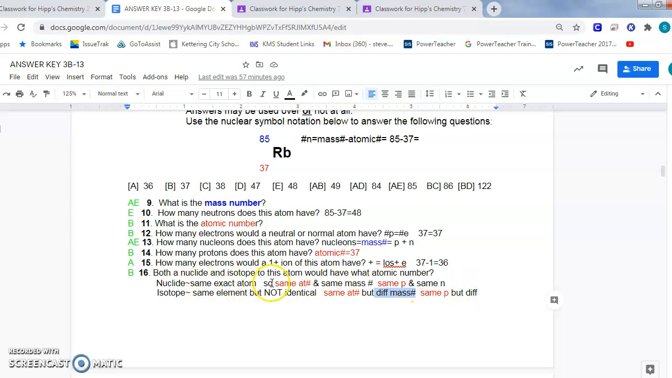Nuclides have to be the same exact atom, so they have to have the same exact number of protons as do the isotopes. But nuclides are different than isotopes because they also have the same mass number. In other words, nuclides are identical twins; isotopes are not identical twins. So yes, nuclides and isotopes have to have the same atomic number. And what would that atomic number be? It has to be the same as rubidium's because they are the same atoms of the element we're talking about. In this case, it's rubidium. They would need a 37.